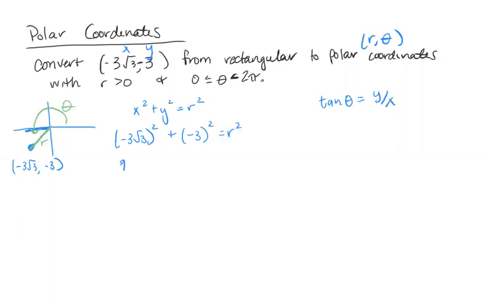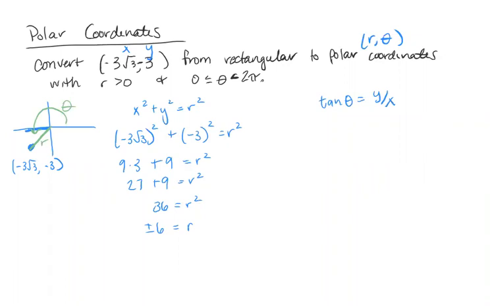-3 squared is 9. Root 3 squared is 3. -3 squared again is 9. This is equal to r squared. 9 times 3 is 27. 27 and 9 is 36. So this is r squared. So r is plus or minus 6. Our directions tell us to use the positive r, so that's what we will do eventually.